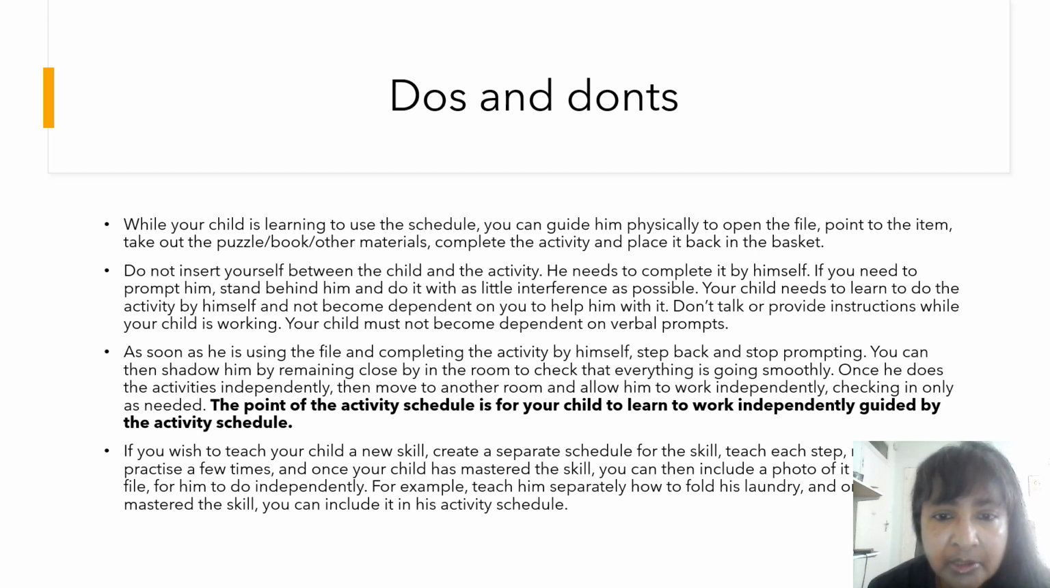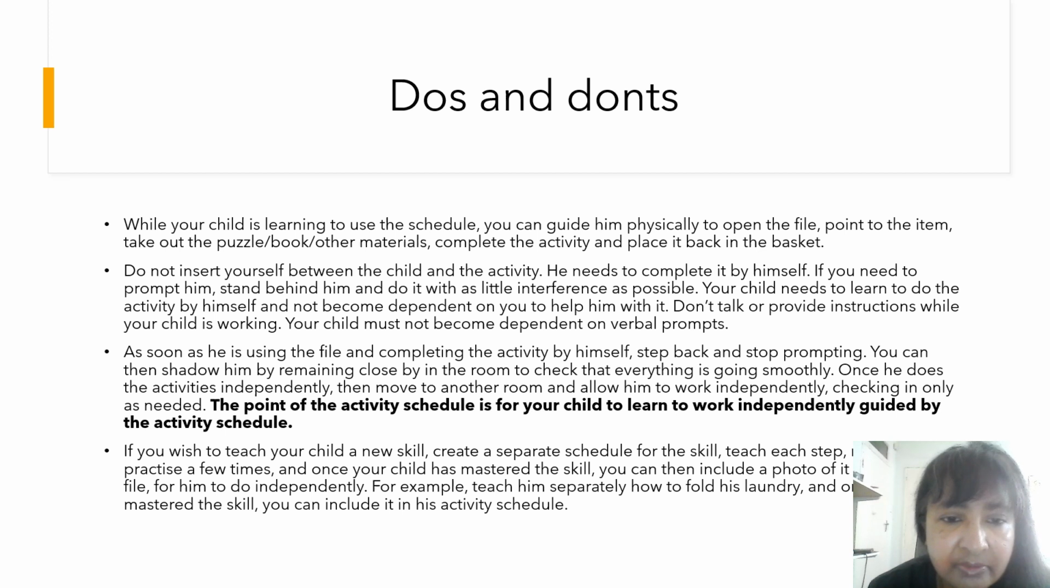So as time passes, you will then need to reduce the amount of prompting that you are doing so that he builds independence. As soon as he is using the file and completing the activity by himself, step back and stop prompting. You can then shadow him by remaining close by in the room to check that everything is going smoothly. And once he does the activities independently, then you could even move to another room and allow him to work independently, checking in only as needed.